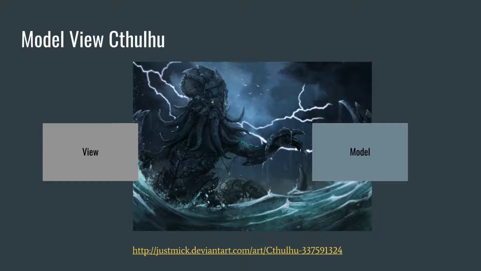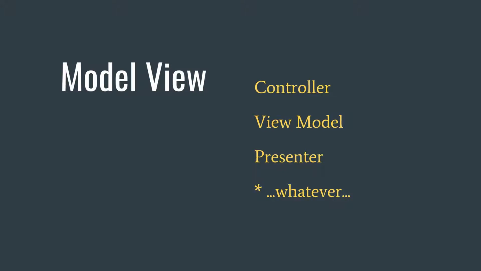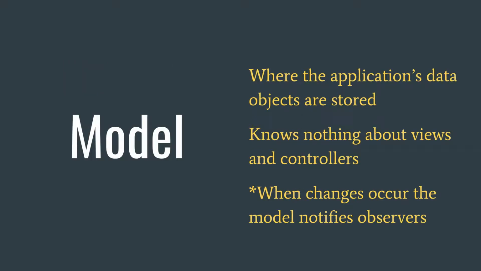So this thing in the middle, the Cthulhu, that is the controller. It's the thing that mediates between the model and the view. It takes the data, does some modifications on it, and lets the view know so the view can reflect those changes. But you're going to hear it called a lot of other things: model view controller, model view view model, model view presenter, model view whatever. Whatever you hear, it's all in the same fashion. You have your data, you have your view, and then something in between that's like the mediator. I kind of described it already, but the model is where the application's data objects are stored.